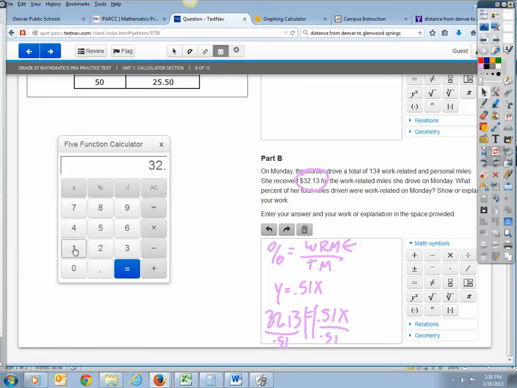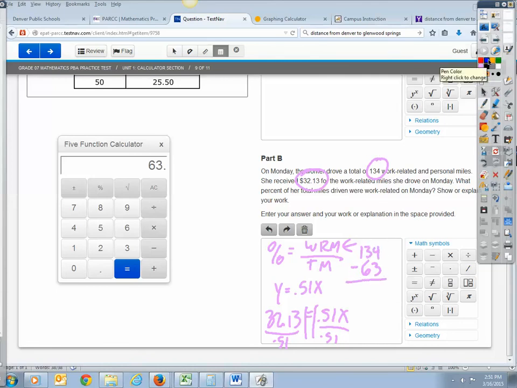$32.13. I'm going to divide it by 0.51. So she went 63 miles for work. She had a total of 132 miles. So that means she's had a total of, gotta carry that. So there's 71 miles that were not work-related.